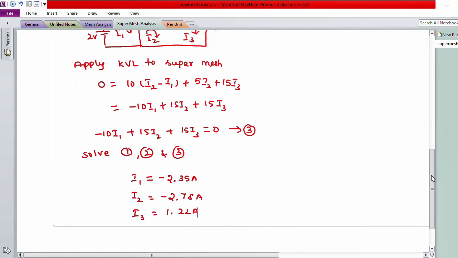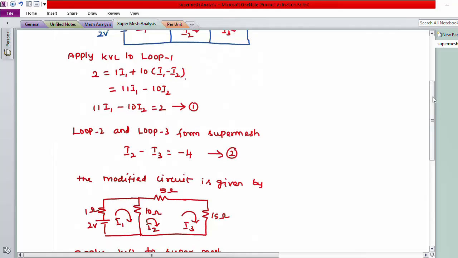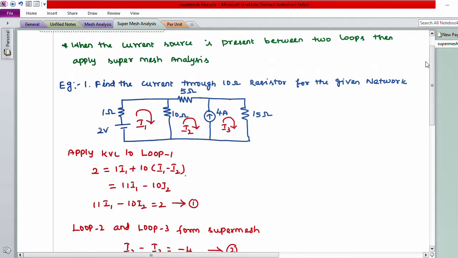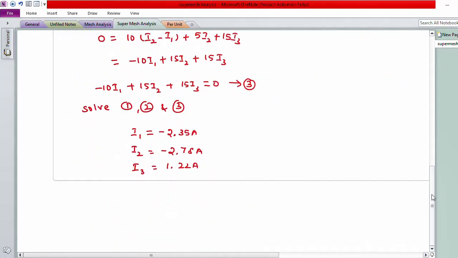Now, the problem is not yet completed. In your problem, what they are asking is to find the current through the 10 ohm resistor. The 10 ohm resistor is present in common between loop 1 and loop 2. So the current through the 10 ohm resistor is I1 − I2. So that we can determine the current through the 10 ohm resistor.